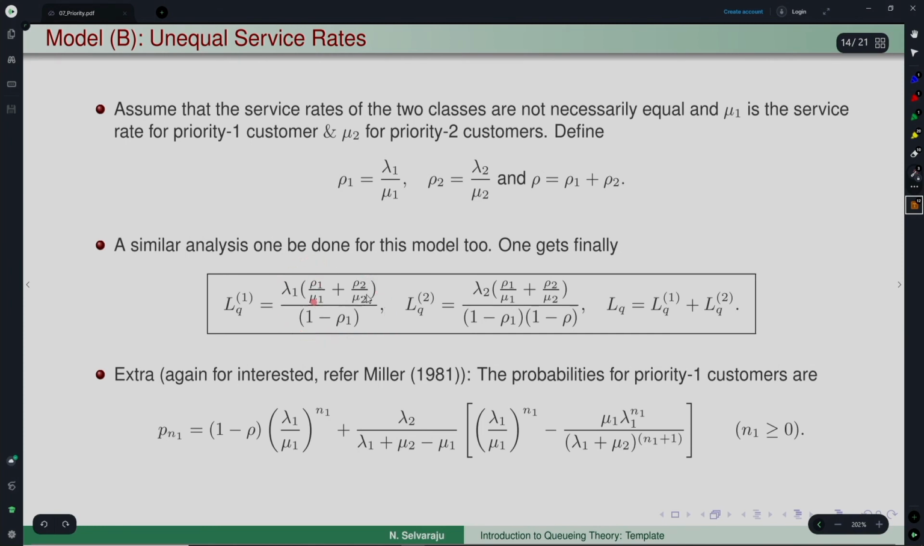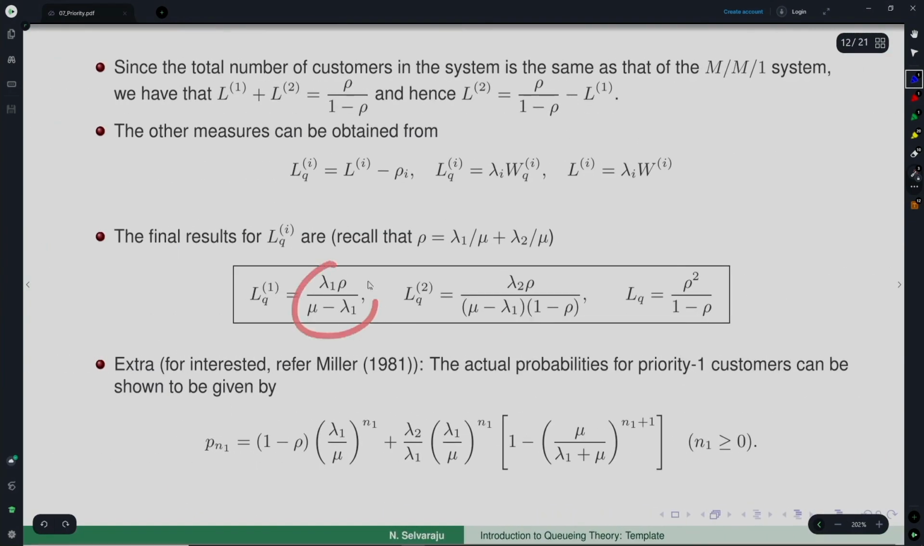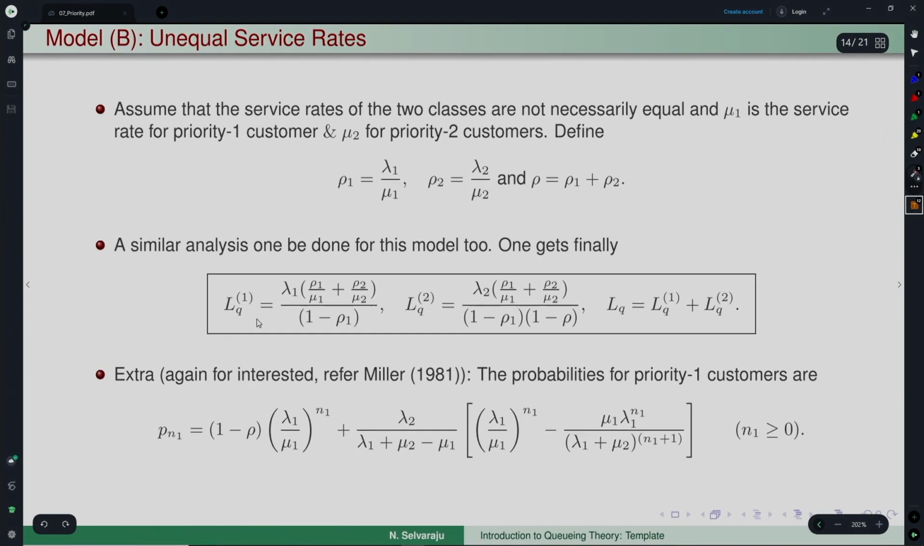Lambda 1 times (rho 1 by mu 1 plus rho 2 by mu 2) divided by 1 minus rho 1. If I go back, this is what we had: lambda 1 times rho divided by mu minus lambda 1. That remains here, so this is essentially because of these two rates. Now, if you substitute mu 1 equal to mu 2, you should get back the other expressions, which you can check, right. So, this is the mean number of priority 1 customers in the queue. This is the mean number of priority 2 customers in the queue, and LQ is just the sum of these two, right.